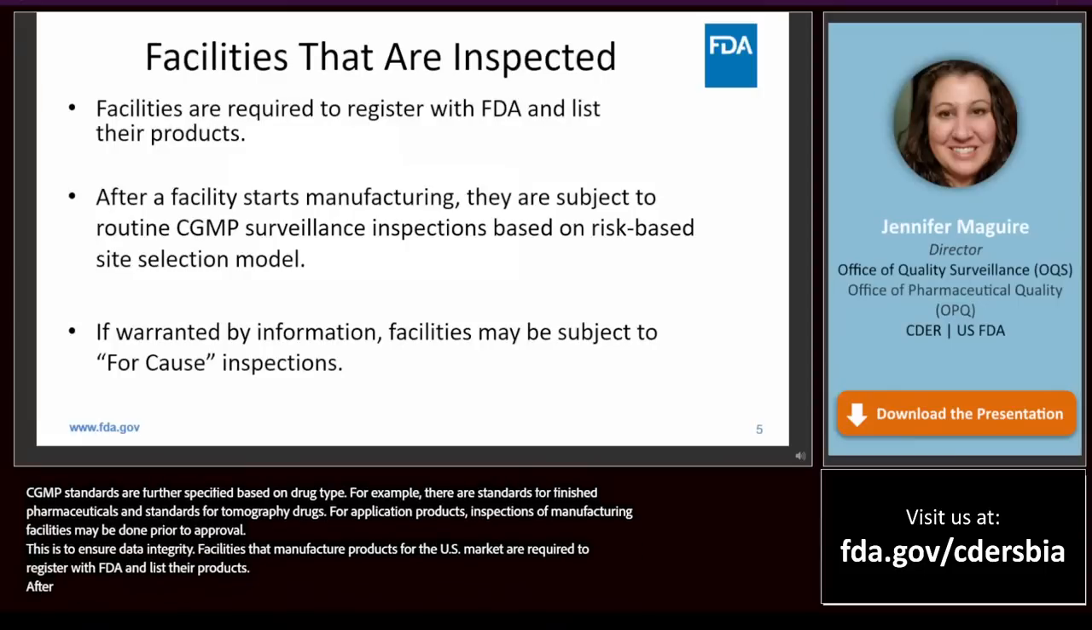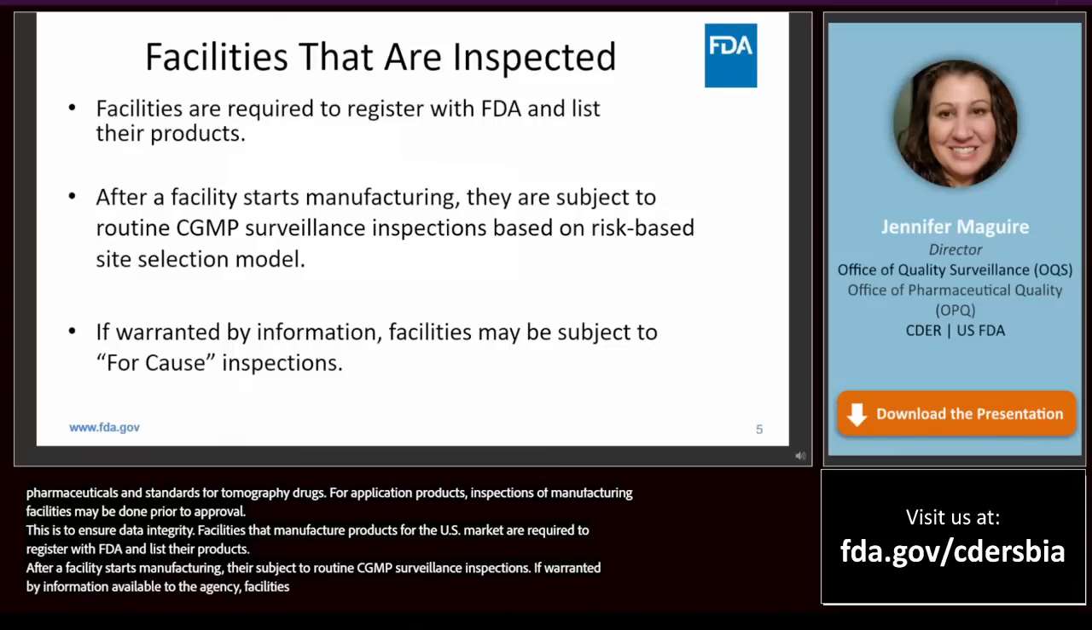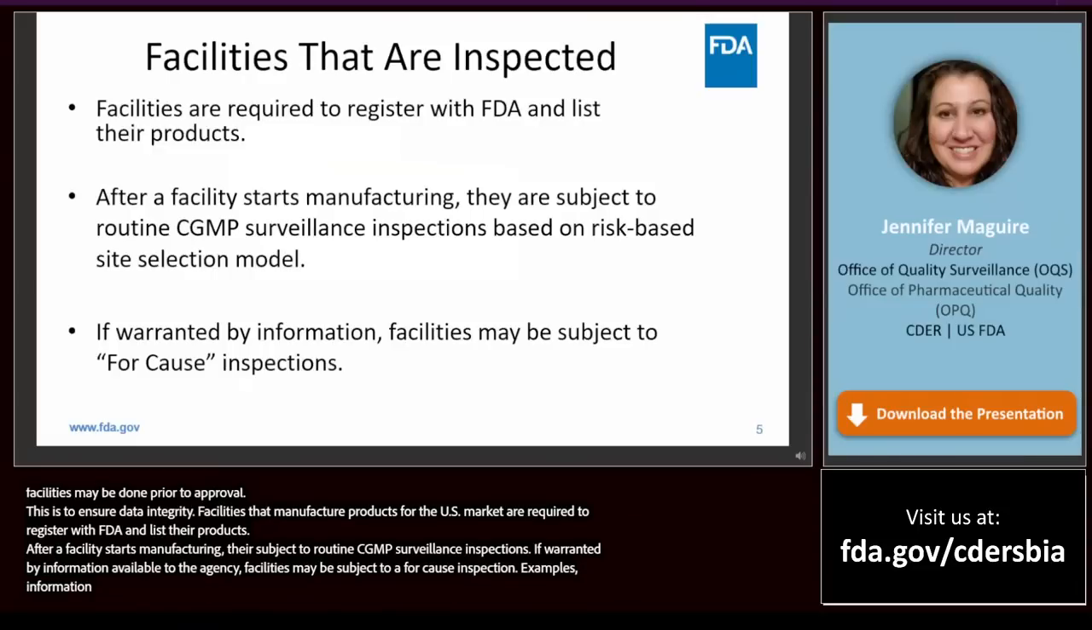After a facility starts manufacturing, they are subject to routine CGMP surveillance inspections prioritized based on our risk-based site selection model, which I'll talk more about in a moment. If warranted by information available to the agency, facilities may be subject to a for-cause inspection. Examples of information that may lead to a for-cause inspection include information from a confidential informant or something like a sudden rise in consumer complaints that come into the agency about a particular product.